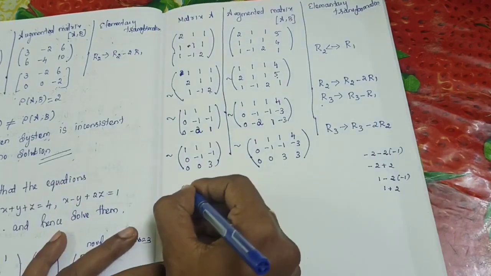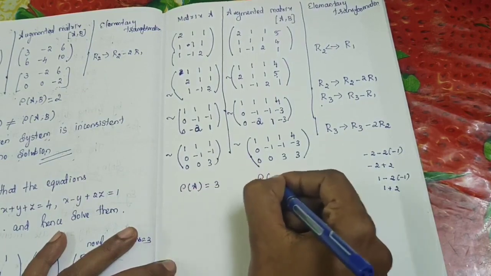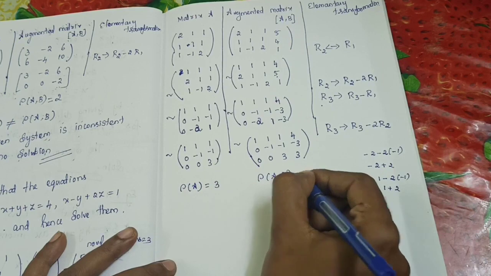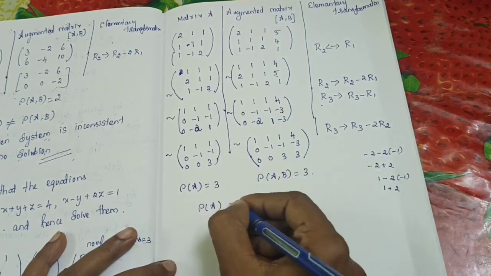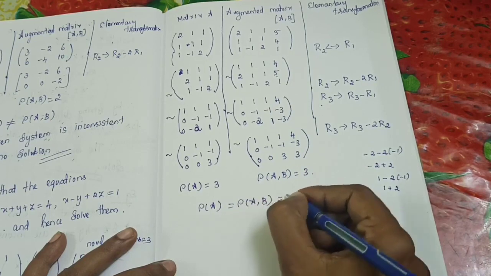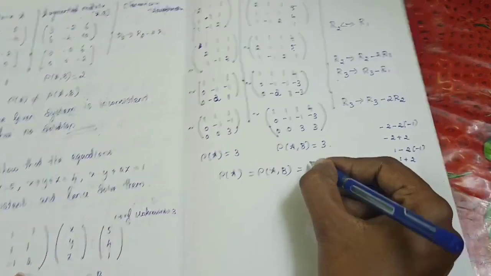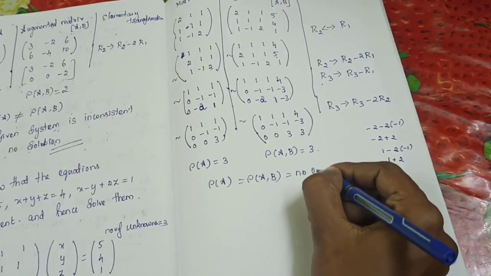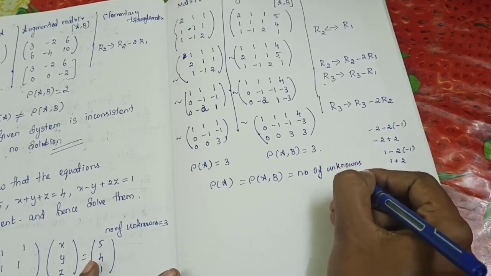Okay. Now rank of A. How much is rank of A? How many non-zero rows? 3. Here rank of A comma B, how many non-zero rows? 3. Is it right? So we come to know rank of A is equal to rank of A comma B is equal to number of unknowns. How many unknowns are there? 3. So it is equal to number of unknowns. That value is 3.